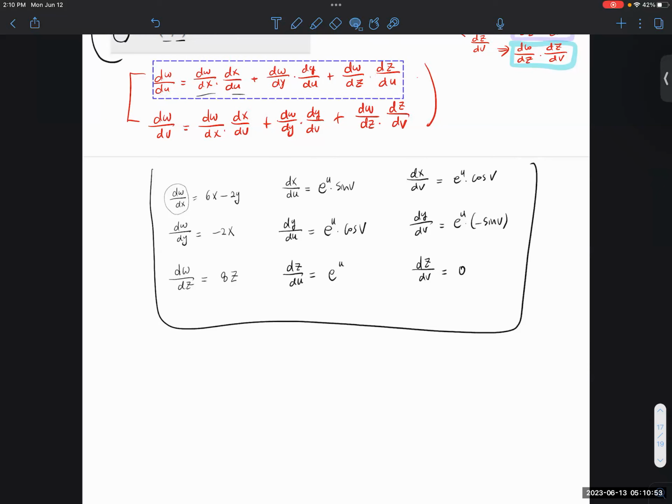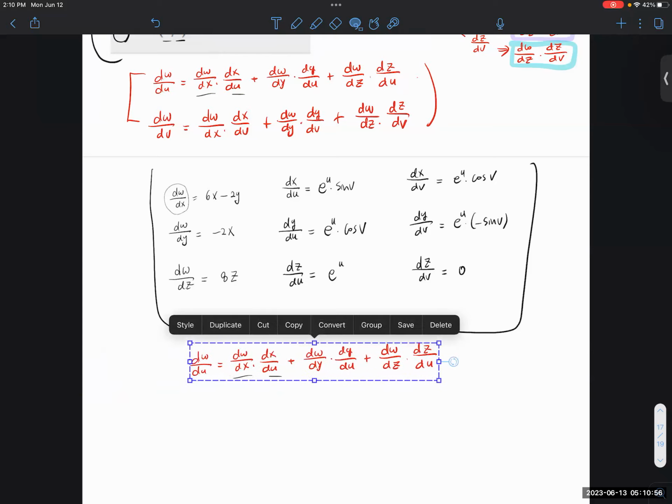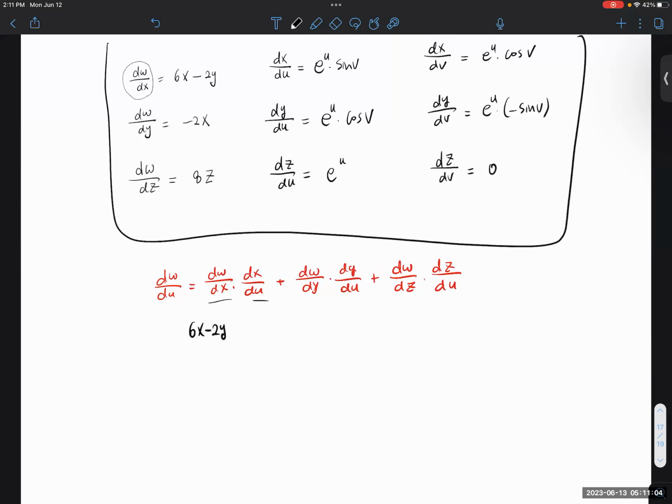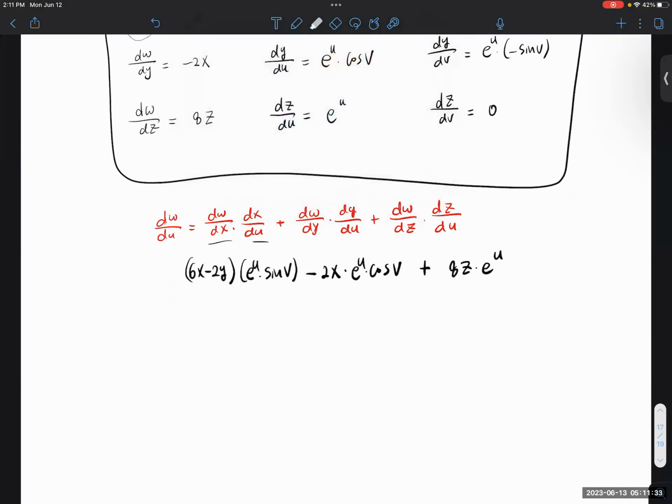So now let's do this first one, copy. So what happened? Plugging in. We have everything. dw over dx, 6x minus 2y times dx over du, e to the u sine v, minus dw over dy, negative 2x times dy over du, e to the u cosine v, plus the last one, 8z times dz over du, that's e to the u. So I'm going to combine everything. I can see the common term, e to the u, e to the u, e to the u everywhere. So let's bring them all to the front. Before we do it, can we do the distributive property first?